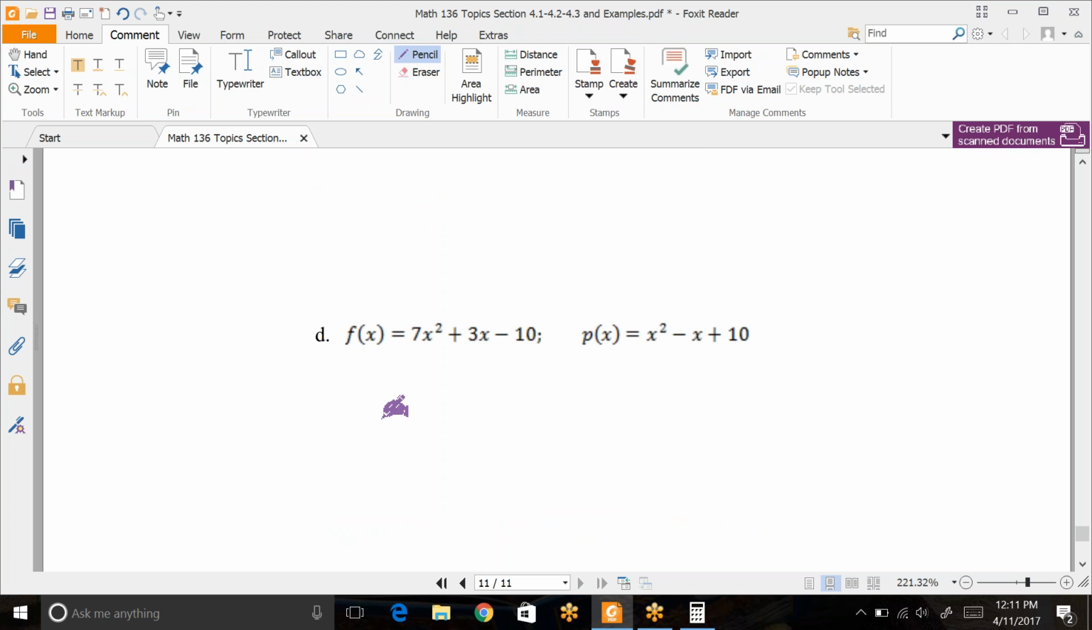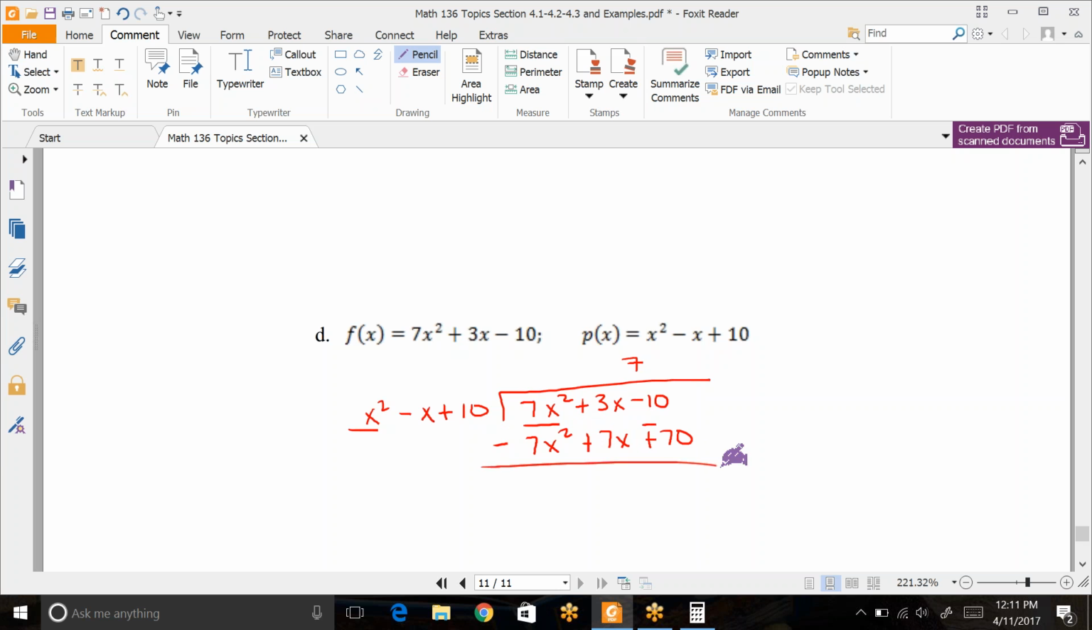And then this one is my last one, so we need to do x squared minus x, at least for the long division, plus 10 into 7x squared plus 3x minus 10. X goes into 7x squared 7 times exactly. We multiply that by everything out front, so that'd be 7x squared minus 7x plus 70, and then we have to change our signs of that row so that we can subtract. This would be 10x minus 80.